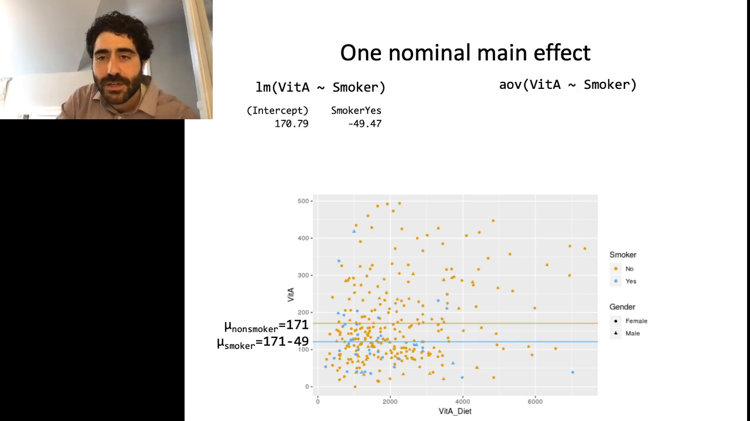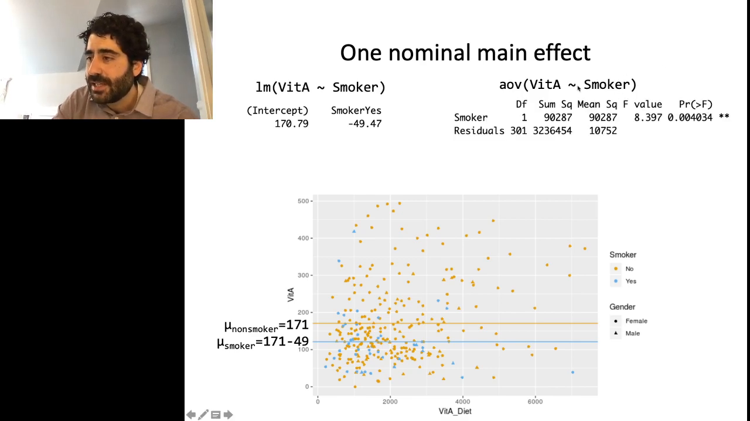And then if we use our ANOVA command on this same model, it can tell us that this smoker adjustment is significant. This adjustment of 49 is relatively big compared to the noise in the data. So knowing if someone's a smoker or not is a significant help in predicting their vitamin A levels. That's what this probability here is telling us: if we are able to know if you're a smoker, we're significantly decreasing the errors we're making.